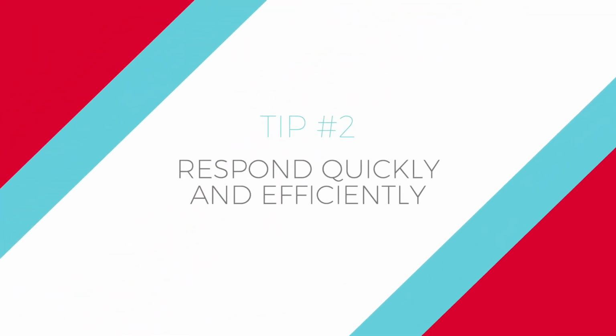Tip number 2, respond quickly and efficiently. Now, it doesn't mean we have to be tied to our phone. We don't have to respond right away, but get yourself into a rhythm. I typically will check my DMs at least once or twice a day, typically first thing in the morning and typically in the evening as well. You might have notifications set up where you get a ping every time you get a DM.